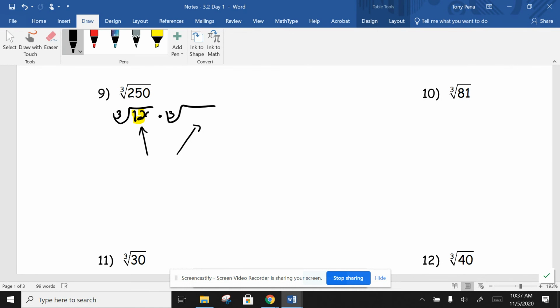So 125, and then that would have to get multiplied by 2 in order to get 250. So then what you're thinking, what number did I multiply by itself 3 times in order to get 125? If you look at your table, it's a 5. So the cube root of 125 just becomes a regular old 5. And then we cannot do anything with the cube root of 2, so that stays the same.